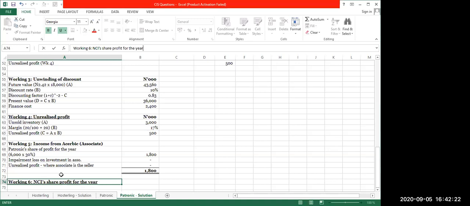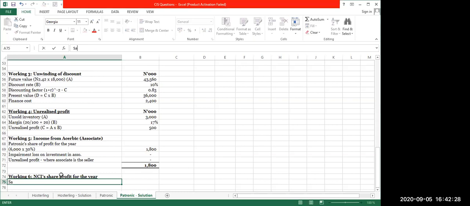So the first thing is Sardonic's profit for the year. This time, we have to prorate it because there was an acquisition during the year. So let's go and check out Sardonic's profit for the year. I will just move here. Sardonic's profit for the year is 13,500.